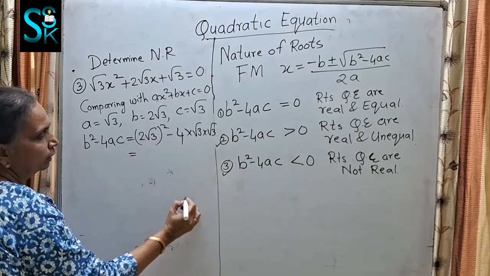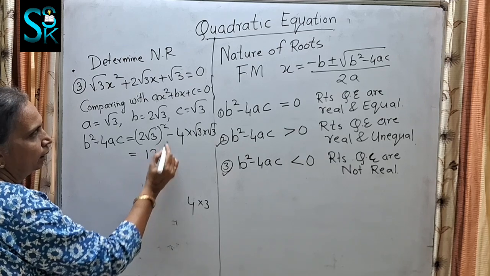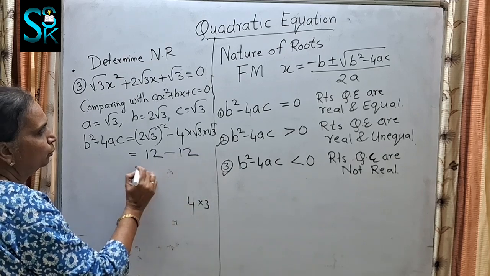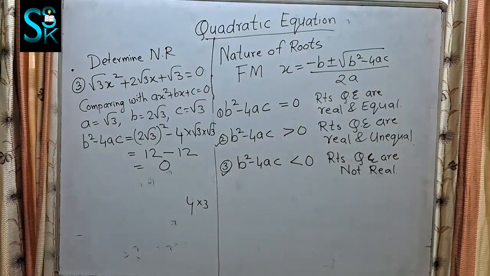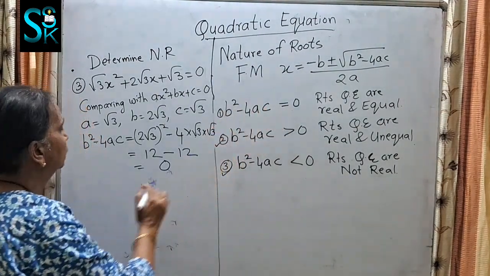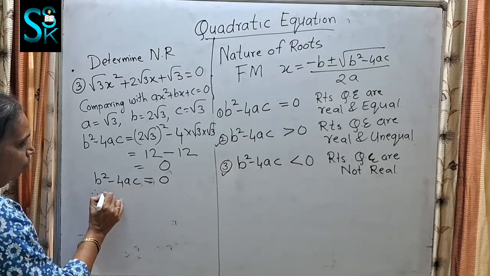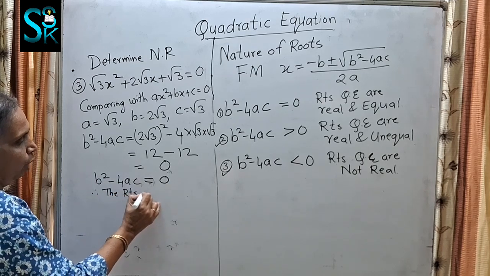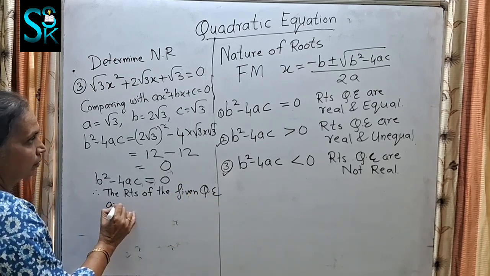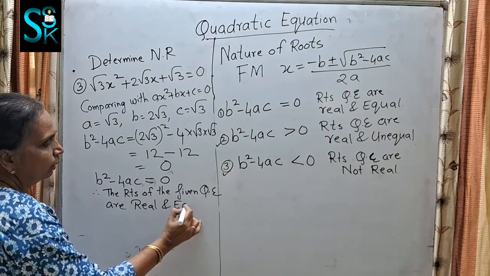Just simplify. 2 square is nothing but 4. Root 3 into root 3 is nothing but 3. So 4 into 3 is 12. Minus root 3 into root 3 is 3. 4 into 3 is 12. So you got the answer 0. Yes. So you got the value 0. B square minus 4ac is 0. So you are going to write b square minus 4ac is equal to 0. Therefore, the roots of the given quadratic equation are what? Real and equal.